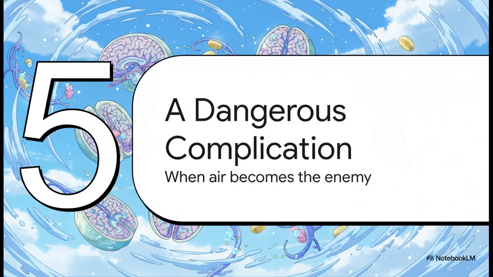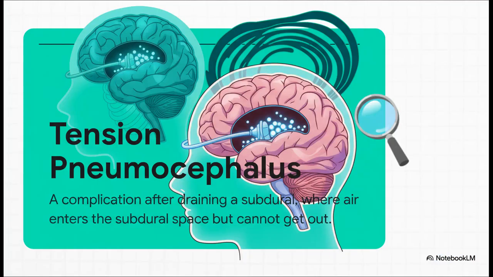For our final topic, we're going to look at a dangerous complication that can show up after a bleed has already been treated. This is a situation where air itself becomes the enemy. This is called tension pneumocephalus.